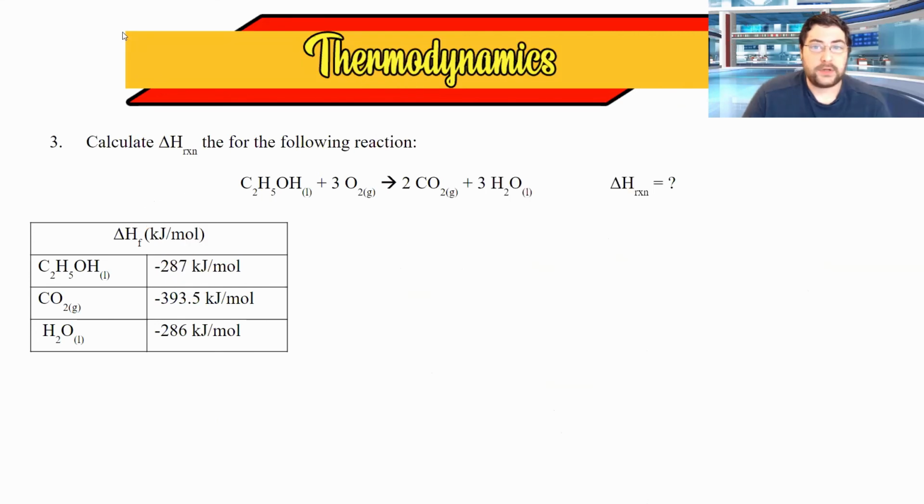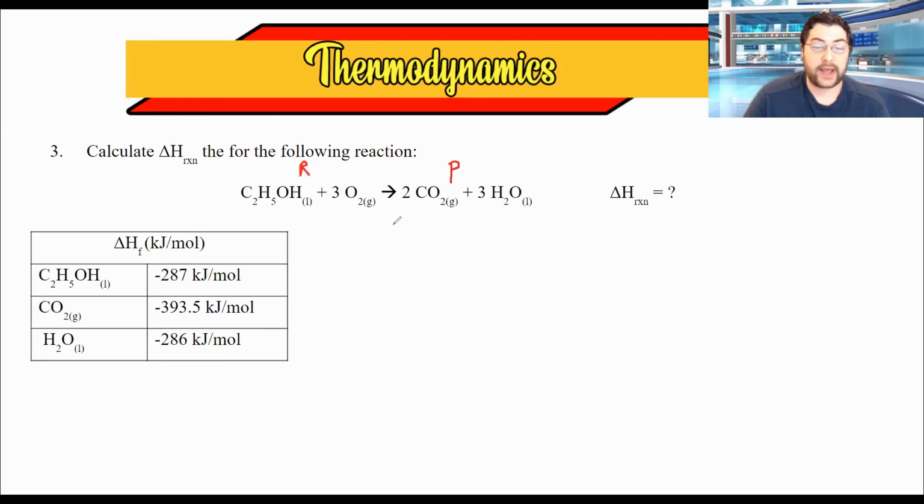So we're going to do what we've been doing. We've got our product side, and then we have our reactant side. So we've got 2 moles of the carbon dioxide. Now, carbon dioxide, that's not a diatomic molecule, okay? That is carbon attached to O2. So that is an actual compound that needs to be accounted for. So we've got that energy right here. So it's going to be 2 times negative 393.5.